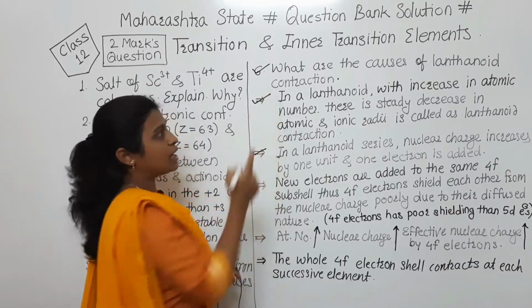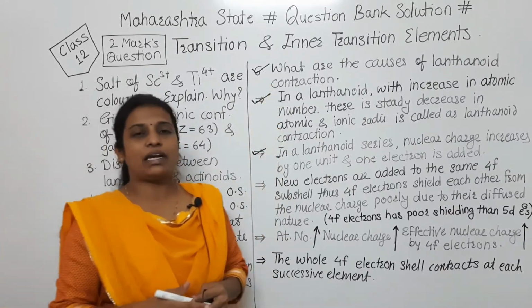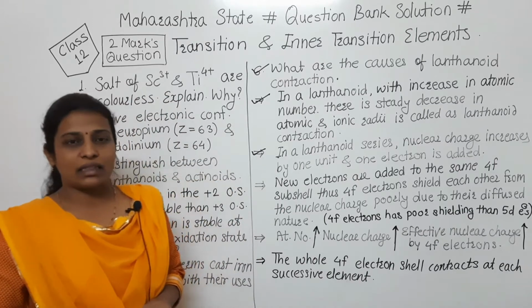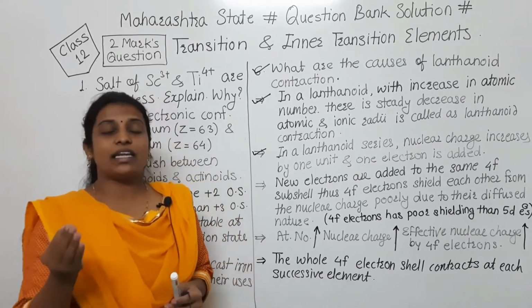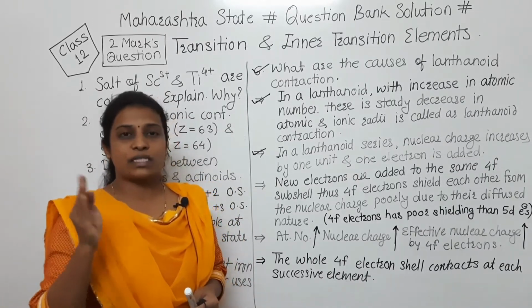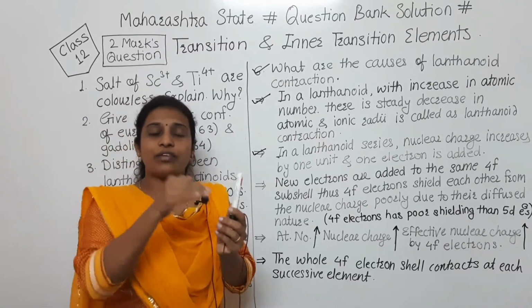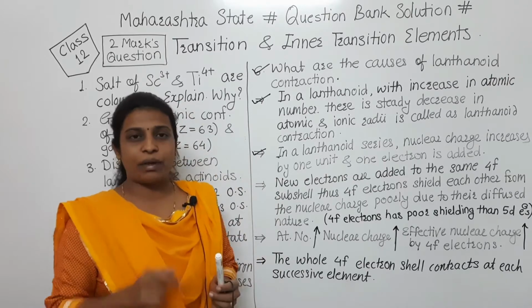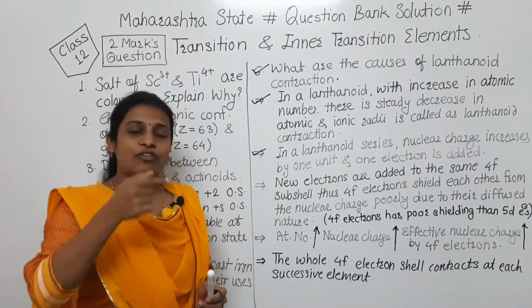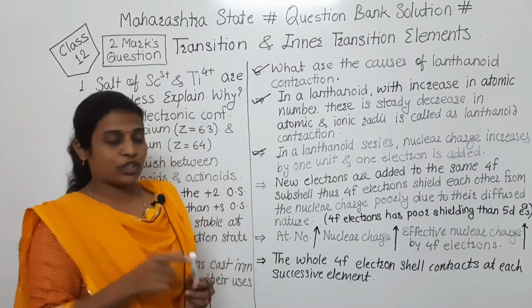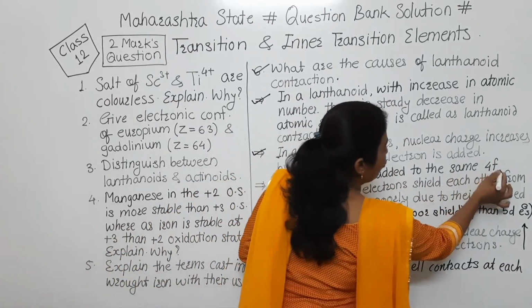If we consider lanthanide contraction, what is the reason behind it, or what are the causes of lanthanide contraction? In lanthanides, electrons are filled in the 4f, 6s and 5d orbitals. If we consider the electrons, when we are filling with increasing atomic number, at that time electrons are filled in the same subshell, and that same subshell is the 4f.